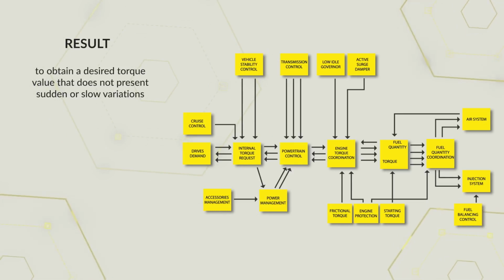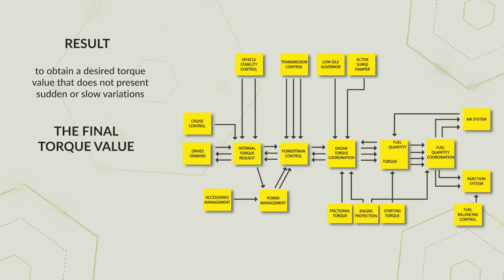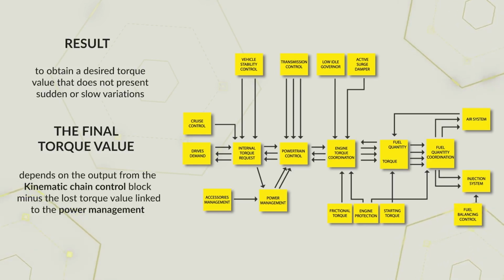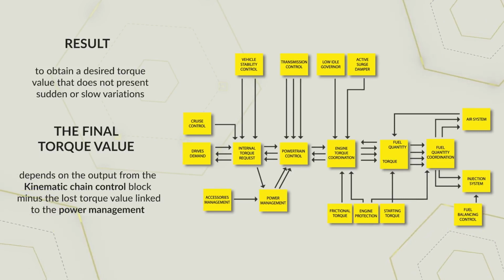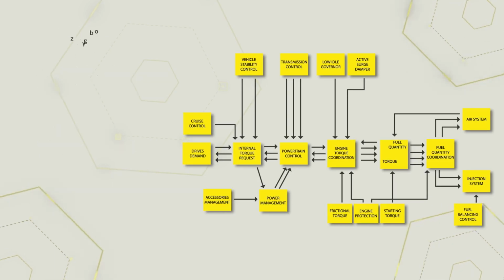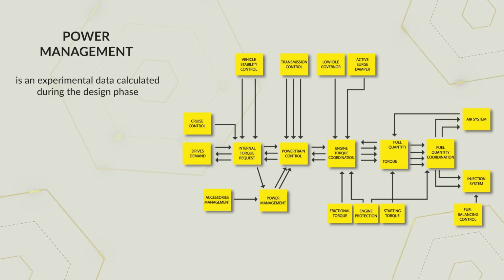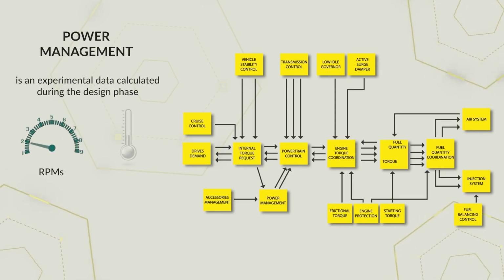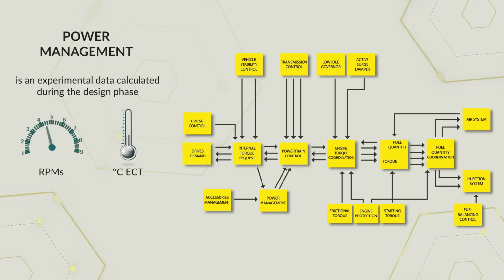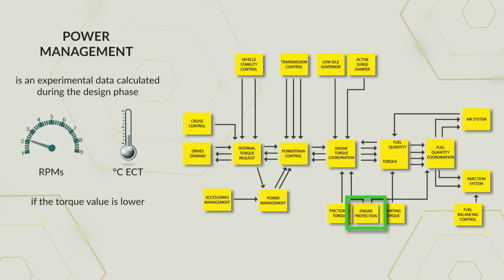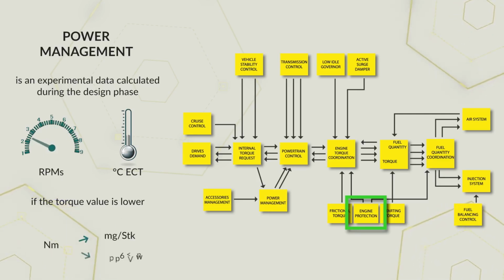So, for all intents and purposes, the final torque value that the ECU needs to calculate depends on the output from the kinematic chain control block, minus the lost torque value linked to the power management. The latter is an experimental data calculated during the design phase, usually dependent on two factors: engine speed and engine coolant temperature in degrees centigrade. At this point, if the torque value is lower than that contained in the engine protection block, the torque is converted into fuel quantity, transforming Newton meters into milligrams of fuel per cycle or into volume of fuel per cycle.